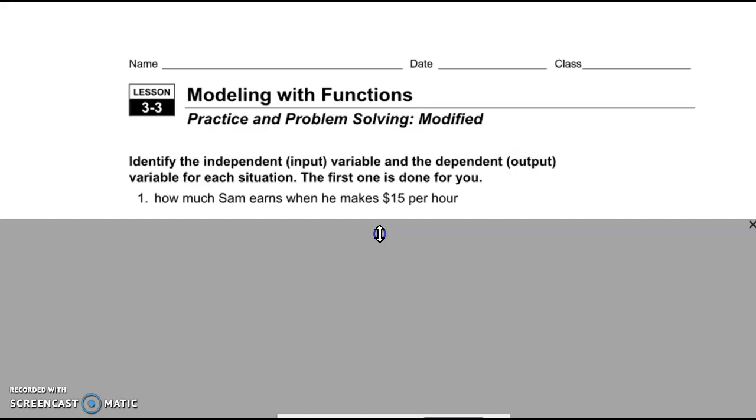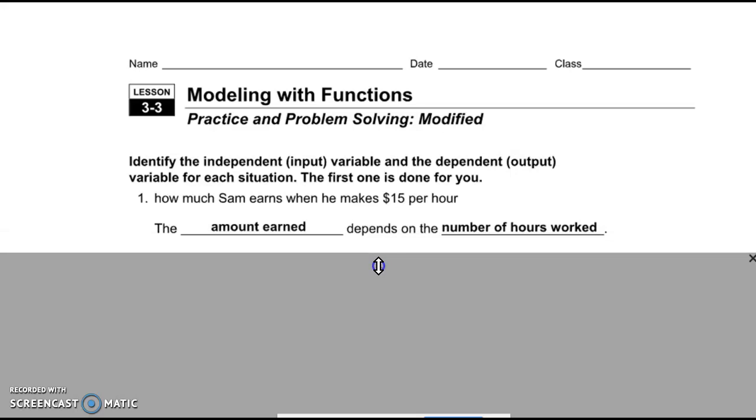Okay, so the first one's not done here for you, but we're going to go over it. How much Sam earns when he makes $15 an hour? So what are we wanting to know? How much he earns. And that depends on what? How long he works, right? So if you just say it in that sentence, what he earns will depend on how long he works. Then we can write as our dependent: the amount earned depends on the number of hours worked. So that gives us our dependent and independent variables right away.